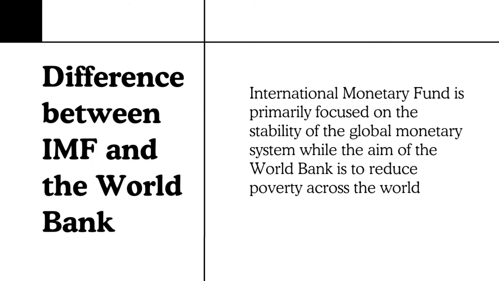Now, if we are to summarize the difference between IMF and World Bank in just one sentence, we can say that the IMF is primarily focused on stability of the global monetary system and monitoring the currencies of the world. Whereas the main aim of World Bank is to reduce poverty across the world and strengthen the low to middle class populations. But if the question comes for 20 marks, this is hardly enough to get marks, right?